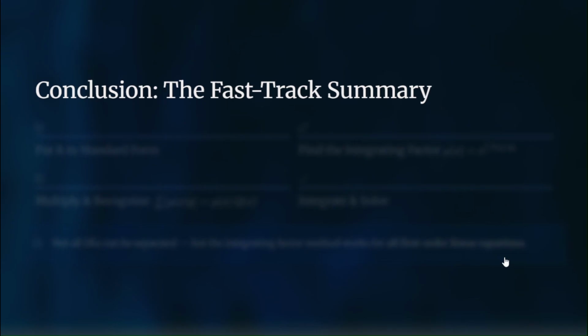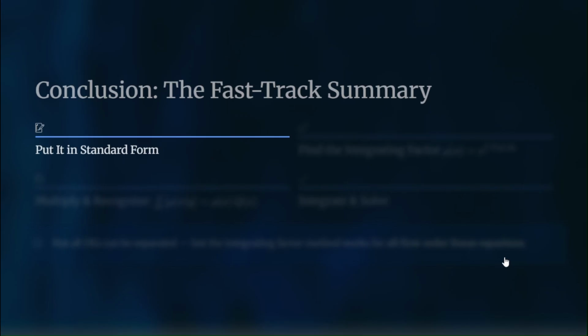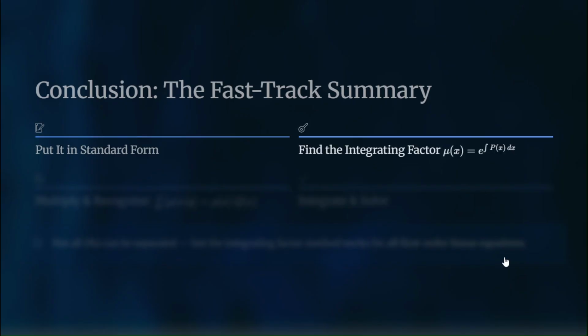In conclusion, remember the 4 steps. First, you need to put your linear differential equation in standard form. We write it as dy dx plus p of x y equals q of x before anything else. Then you'll be able to find the integrating factor: mu of x equals e to the power integral of p of x dx.